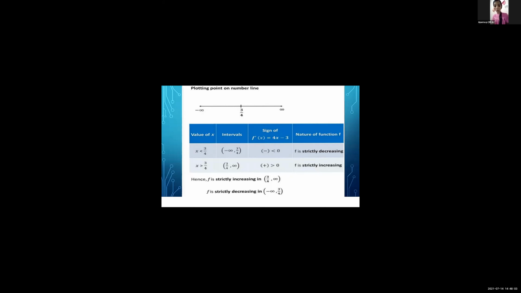So we are getting this value. You can see it in that box: in the interval negative infinity comma 3 by 4, it is a decreasing function. That is, the function f is strictly decreasing. And in the interval 3 by 4 comma infinity, we took the value as 1 and substituted, so we are getting a positive value. So it is strictly increasing. So we found the intervals: 3 by 4 comma infinity is strictly increasing and negative infinity comma 3 by 4 is strictly decreasing. I hope this concept is clear for you. That's all from me. Thank you.